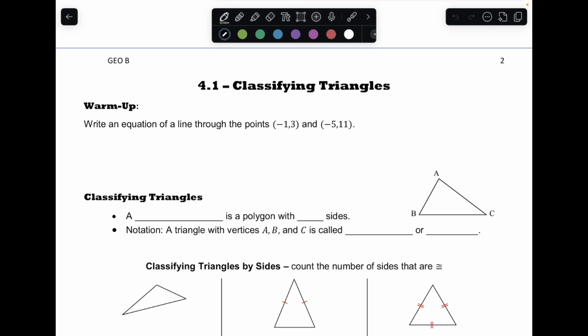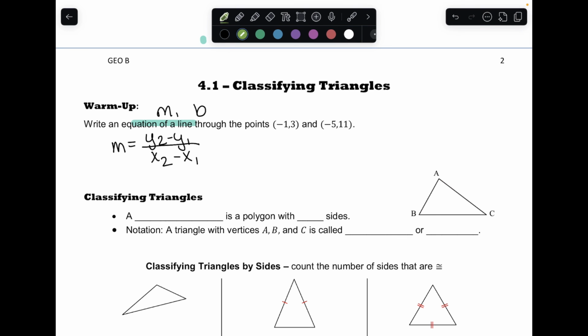So before we get into any of that, we have to do our algebra problem of the day, our warm-up. It says, write an equation of the line through the points (-1, 3) and (-5, 11). So anytime we need an equation of a line, we need 2 things. We need slope, m, and we need our y-intercept, b. So we go by finding m first. It's our y2 minus y1 over x2 minus x1.